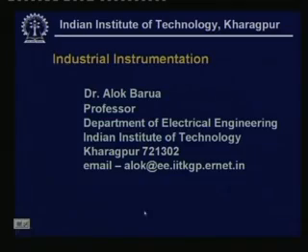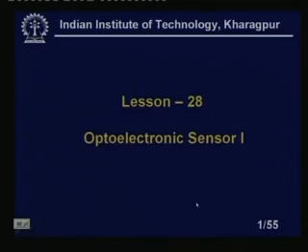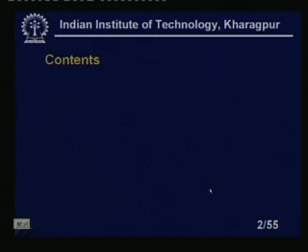Let us look at optoelectronic sensor 1. Contents are photoconductivity. We will consider here photoconductivity. Based on that, the photoresistors or light dependent resistors have been developed, which are used extensively in instrumentation. So that will cover the basic principle of photoconductivity. Then based on this, we will discuss the different photoresistors that engineers and scientists have developed, right.